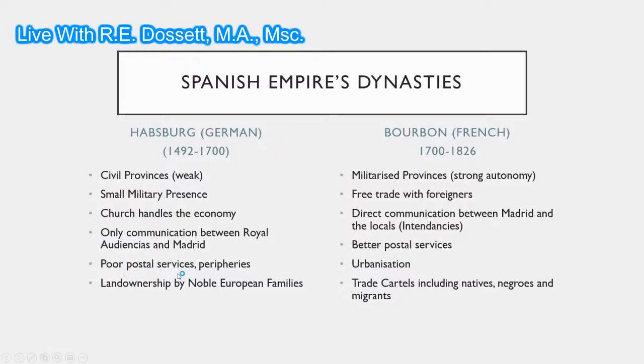You had poor postal services, so there were many peripheries, and ghettos had formed. And the land that was owned, besides the Catholic Church, was owned by noble European families. Most of them settled in what today we call Buenos Aires and Costa Rica. So Costa Rica, the area of Buenos Aires, as well as the area around Mexico City, those were the areas where most of the white folks from Europe settled. The rest was just Amerindians and blacks. Blacks became the majority in most of those places in the Spanish Empire.